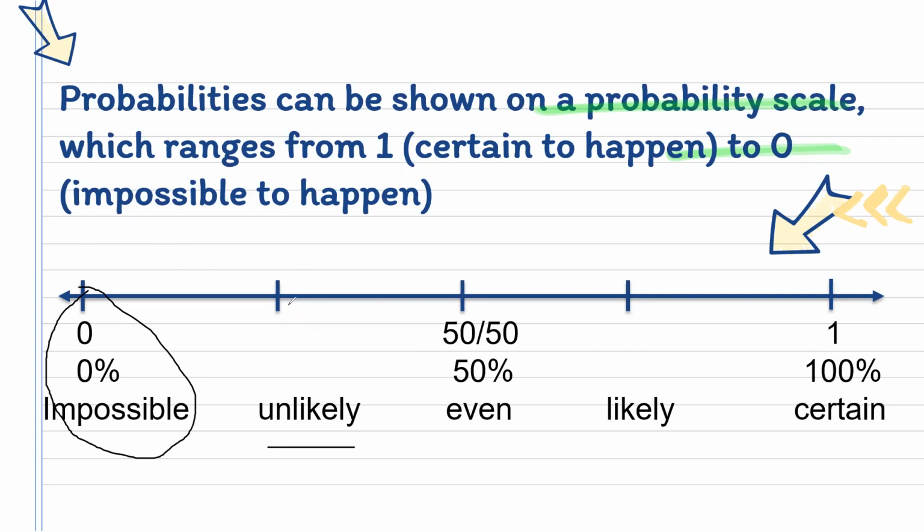The next one is the unlikely. So unlikely, it is less than, as you can see, we have here the 50%. So meaning, unlikely is in between the 0% to 50%. So it is less than 50%, but not 0%. Meaning 1 to 49%. You could just easily say it is unlikely when it is less than half of the given data.